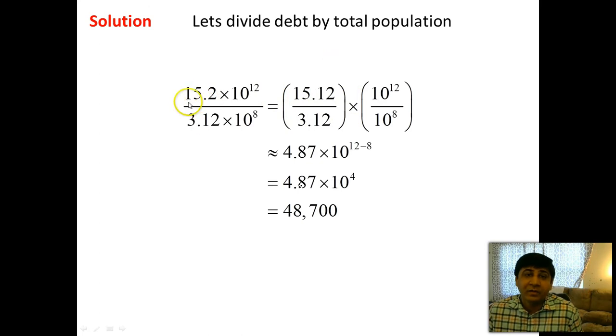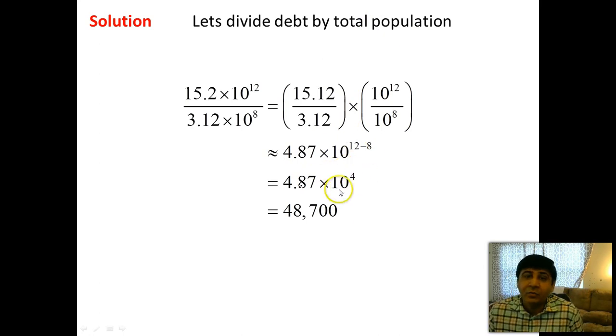It will be 15.2 times 10 to the power 12 divided by 3.12 times 10 to the power 8. So we will divide these two numbers. 15.2 divided by 3.12 gives us 4.87. And then we'll deal with the exponents here. We have 10 to the power 12 divided by 10 to the power 8 here. When you have a division of exponents, powers subtract. So it will be 10 to the power 12 minus 8, so it will be 10 to the power 4.